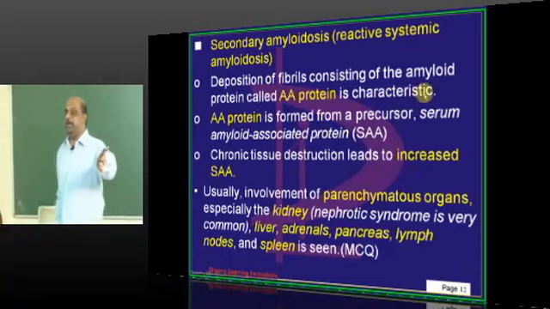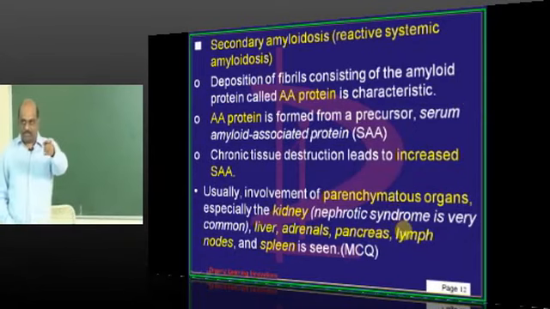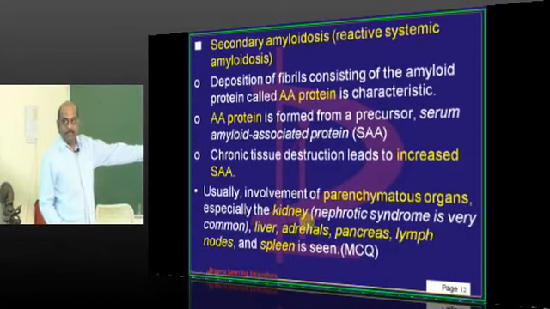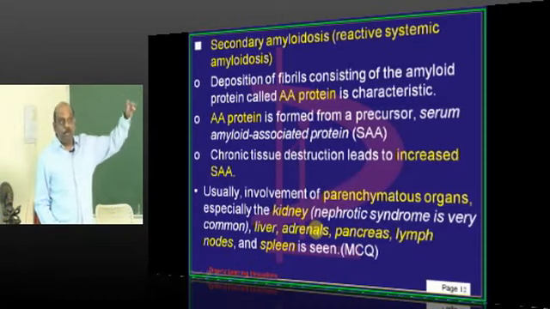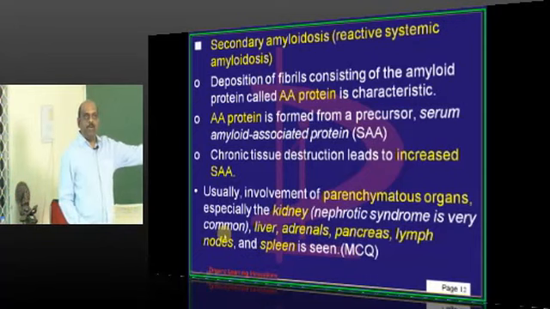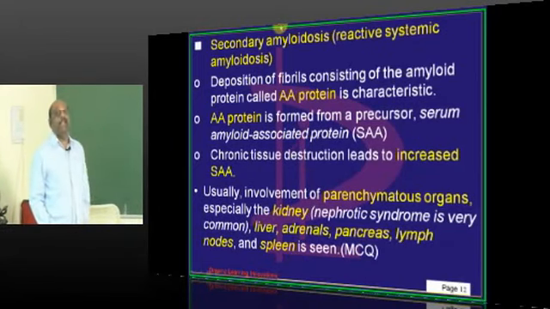Where will this amyloid deposit, doctor? Viscera which have parenchymatous origin. Like the kidney. Kidney is involved rarely in primary, more commonly in secondary amyloidosis. And whenever it is involved, nephrotic syndrome is very common. The liver, adrenals, pancreas, lymph nodes and spleen. We said sago spleen earlier, that is more common in secondary amyloidosis.